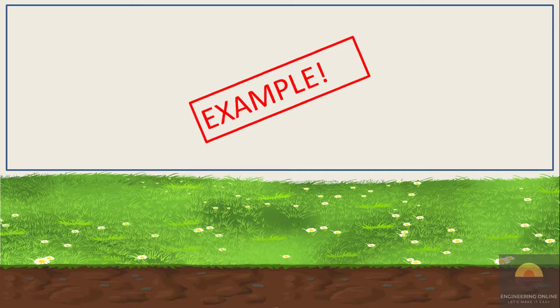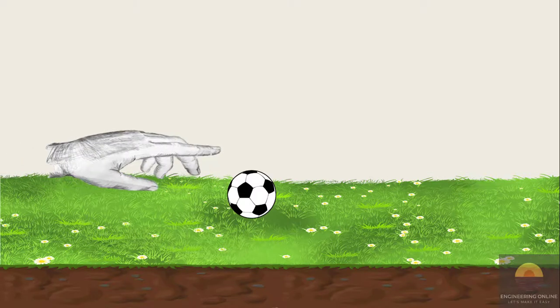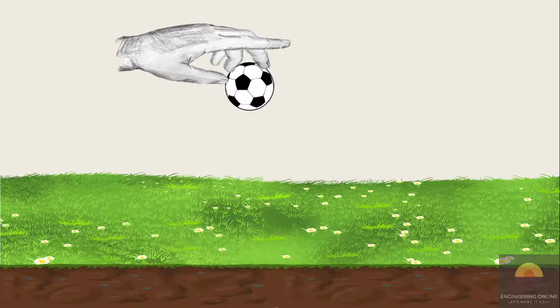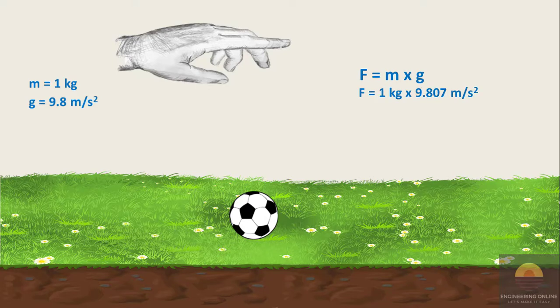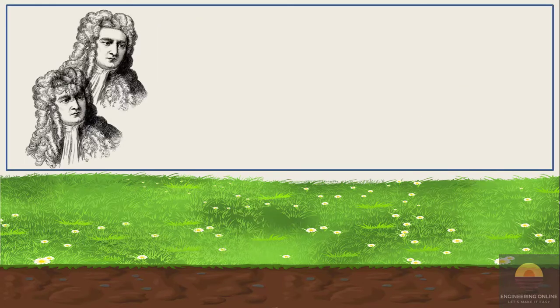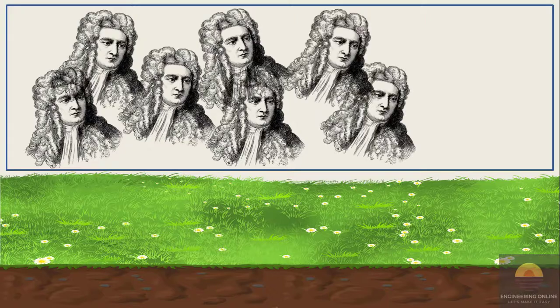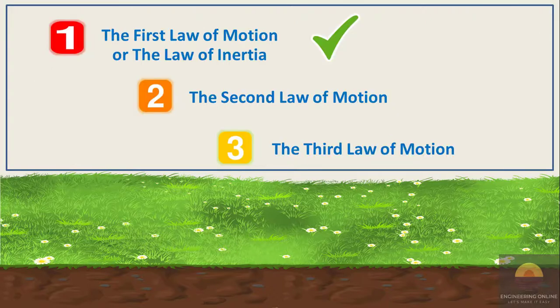For example, if you pick a ball and drop it in free fall, say the ball has a mass of 1 kilogram. Due to gravity, its force will be the mass of the ball multiplied by the gravitational acceleration. It will be 1 kilogram times 9.807 meters per second squared, and will be equal to 9.807 newtons. That's how many newtons you have for that ball. That's it for Newton's second law of motion.